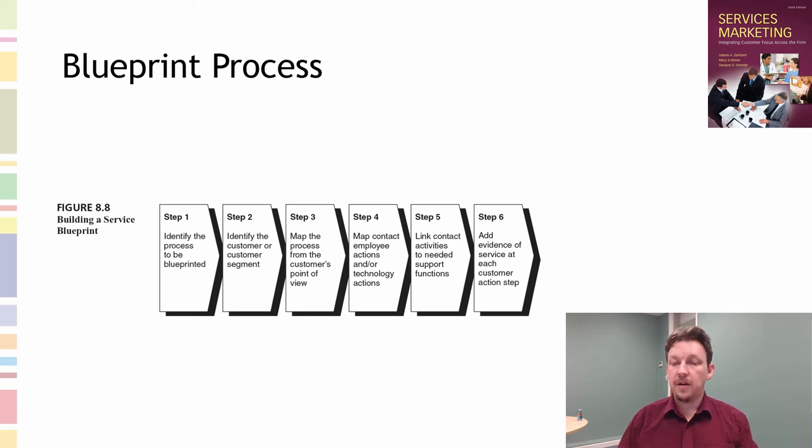Step five then is to go and say, what do we need to have behind the scenes to make this work? What has to be underpinning this whole operation? And the last level is, what evidence will be present to let the customer know that the service is taking place and that the service is working?